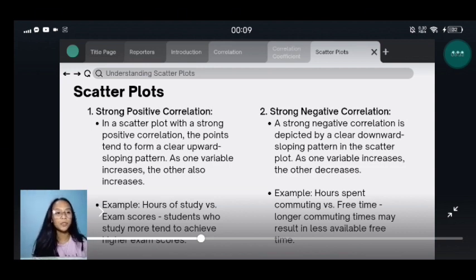Second is the strong negative correlation. A strong negative correlation is depicted by a clear downward sloping pattern in a scatter plot. As one variable increases, the other decreases. So the keywords for strong negative correlation are downward, decrease. Those are the keywords we should remember when it comes to strong negative correlation.